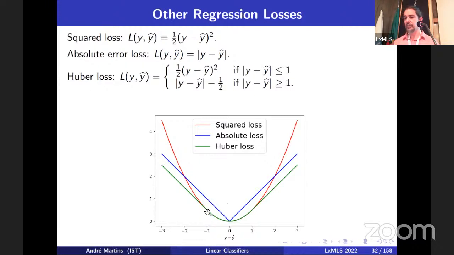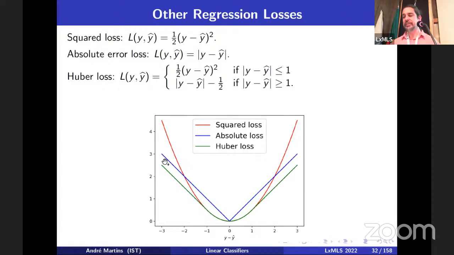It equals the squared loss in the interval from -1 to 1, and then it reverts to something closer to the absolute error loss. And it's particularly used in robust statistics. If you have a problem with many outliers, outliers are points that are wrong measurements, for example. The squared loss is very sensitive to these outliers, because if you look at the shape of the loss function, when y minus y hat is either very negative or very positive, then the loss function increases quickly, right? Because it's a quadratic function.